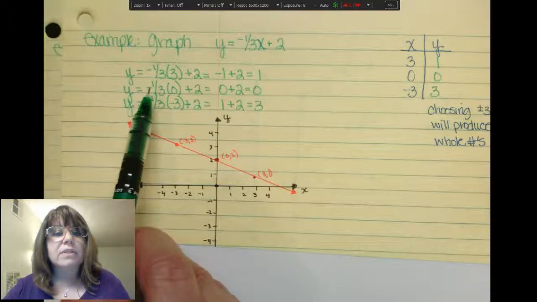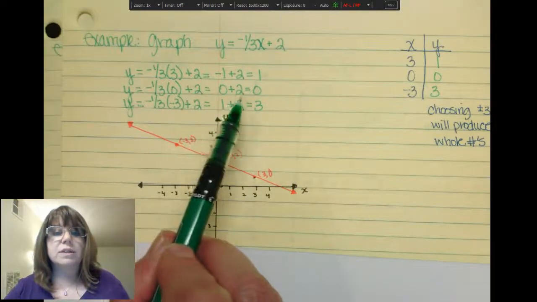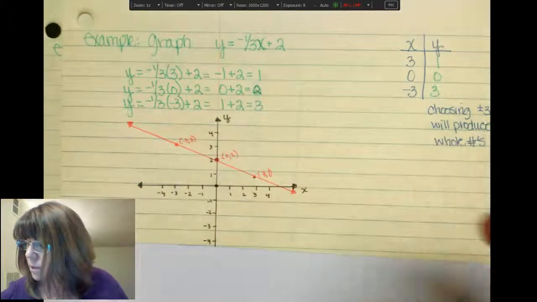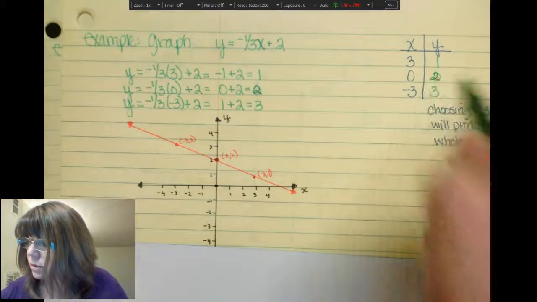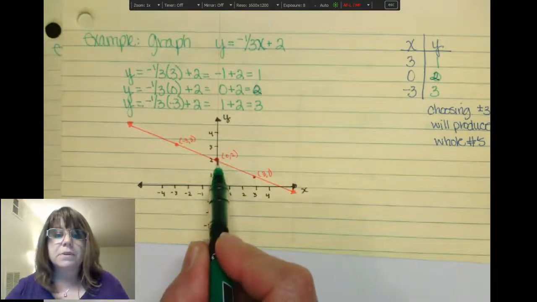y equals negative 1/3 times 0 plus 2. 0 plus 2 is 2. How about that? That is 2. So I don't go left or right any, but I do go up 2.